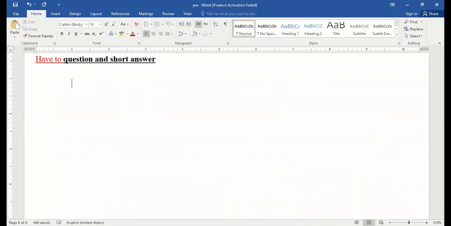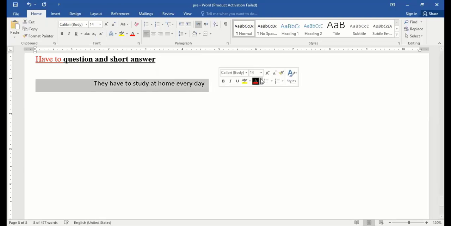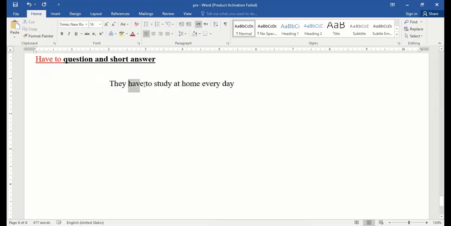So if I say a positive sentence, for example, they have to study at home every day. Okay? So we have "have to" here, and we said it's always one block. They have to study at home every day. Okay. So if I want to make a yes/no question, how can I make it?